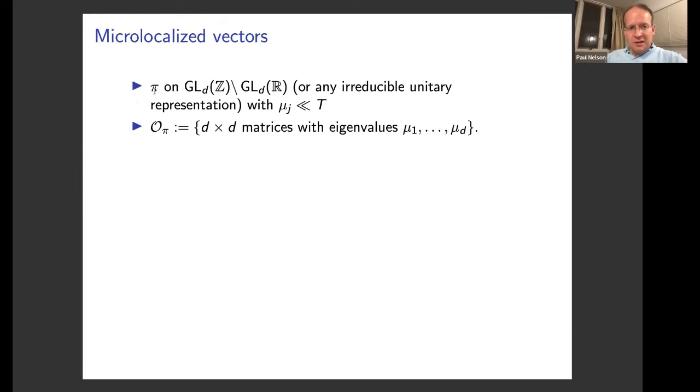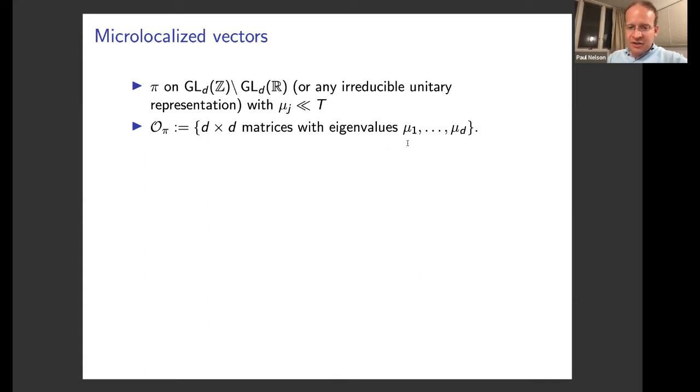So as far as notation, I'll now take pi to be something on GL_d, but really this is all just local stuff going on at the real place. So it doesn't need to come from automorphic forms. It can be any irreducible unitary representation. I'll assume that the parameters of pi, the shifts that show up in the L-function at infinity, are all of size at most T. I will write O_pi for the set of d by d matrices whose eigenvalues are mu_1 through mu_d.